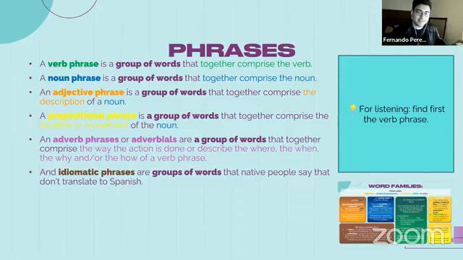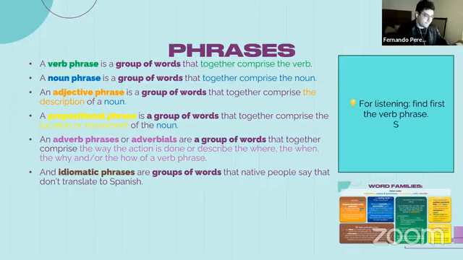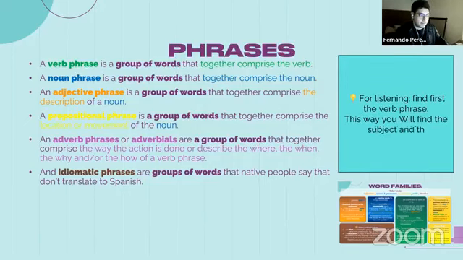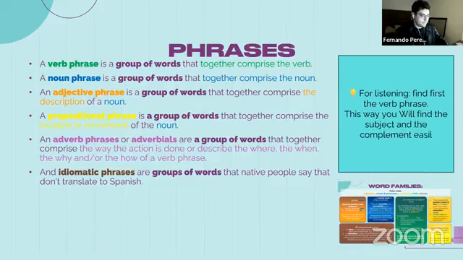If you find the verb phrase, it will be very easy to identify person, verb, complement. The person is probably an extensive portion of the sentence. The complement is also an extensive portion, probably. But at least you will know the first separation. The first separation of a sentence is always the verb. This way, you will find the subject and the complement easily.